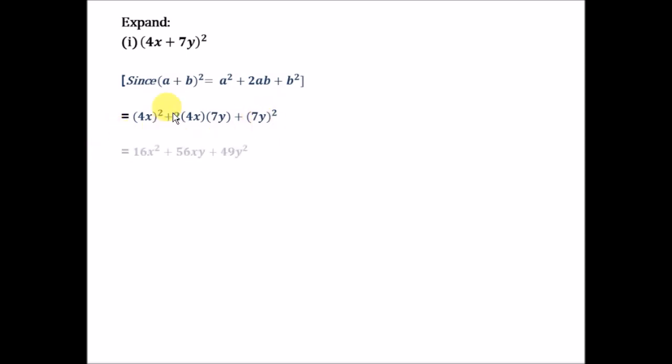So 4 4s are 16, x into x is x², that is 16x², plus 2 4s are 8, 8 7s are 56, x into y is xy, 56xy, plus 7 7s are 49, y into y is y², 49y².